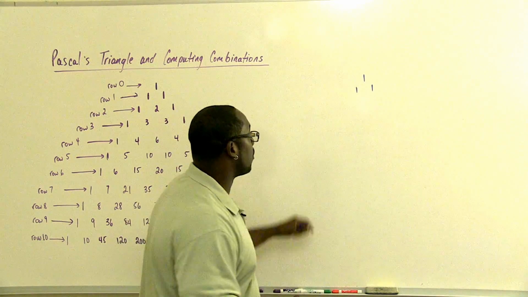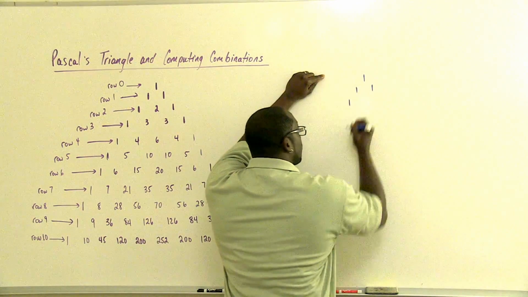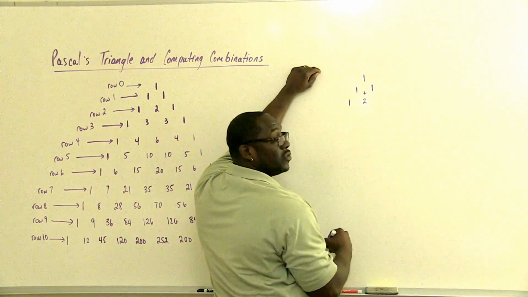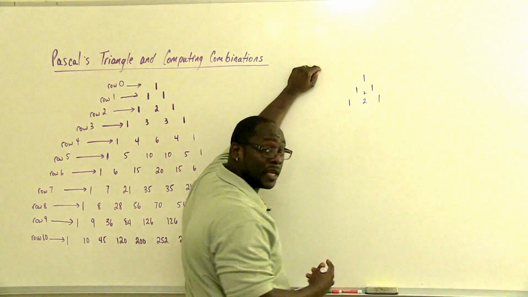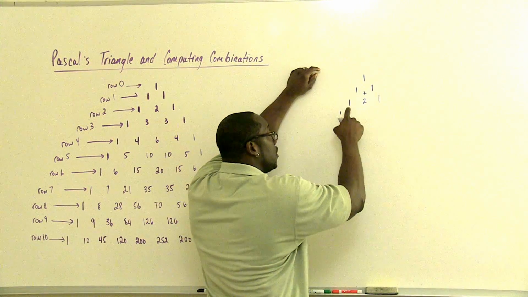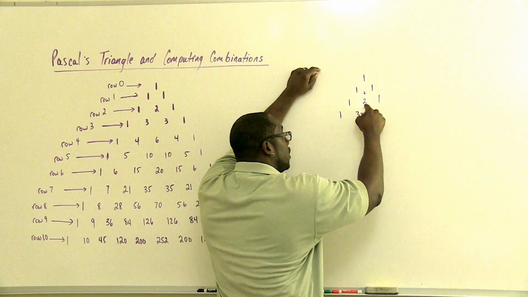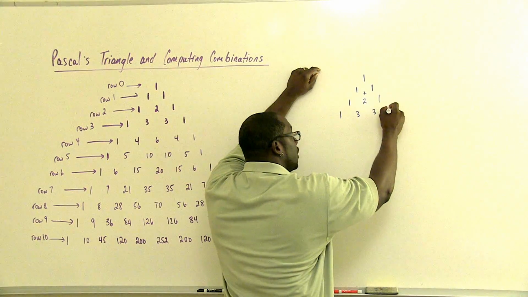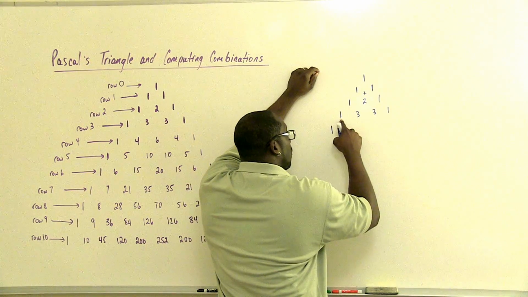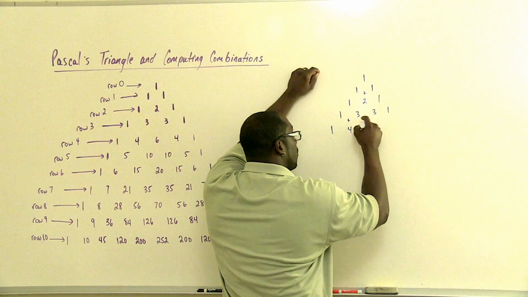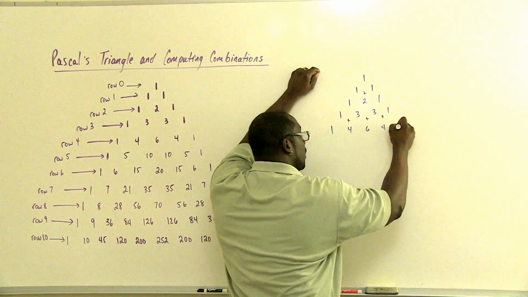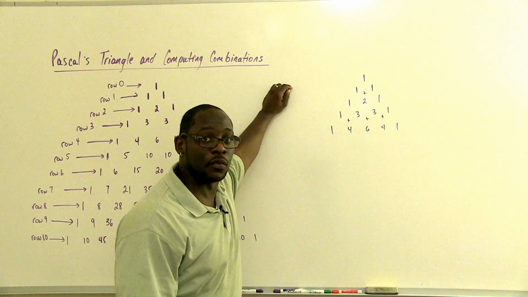So as an example, here, we start the row with the 1, we have 1 plus 1 is 2, nothing left, so we end with a 1. We go to our next row, begin with a 1, 1 plus 2 is 3, 2 plus 1 is 3, and we end with a 1. We go to our next row, 1 plus 3 is 4, 3 plus 3 is 6, 3 plus 1 is 4, and then we end with a 1.